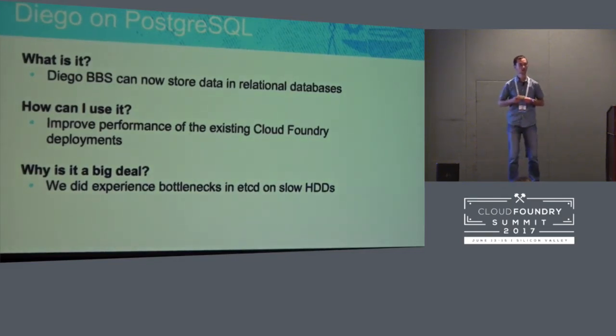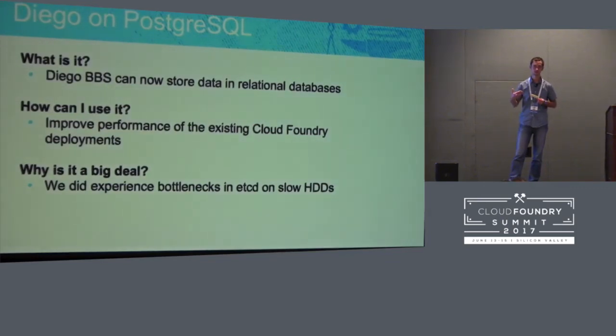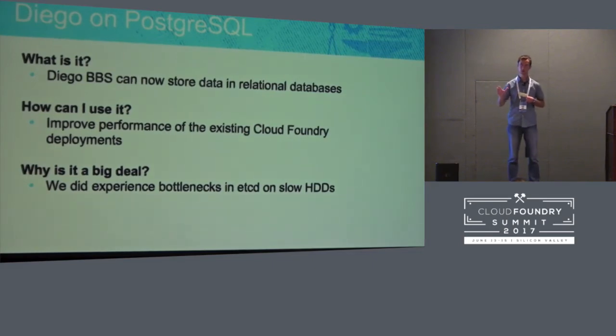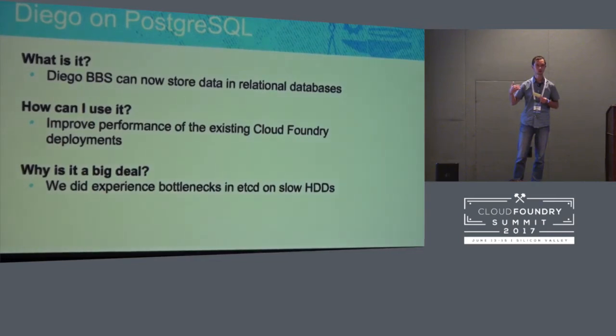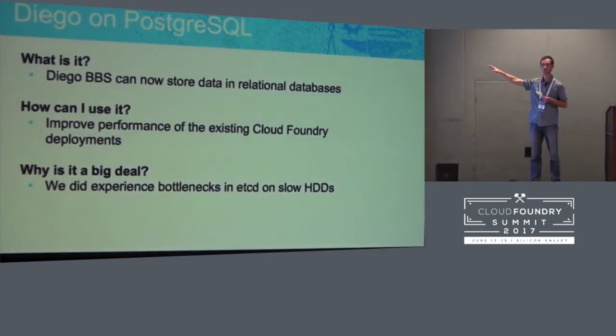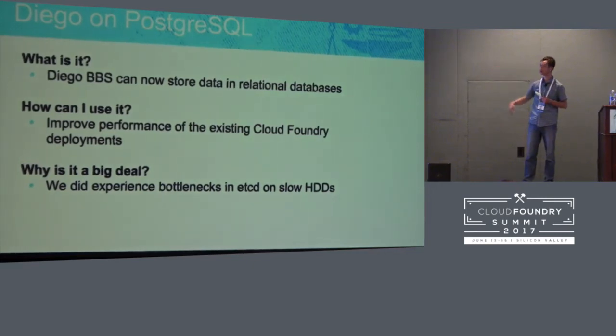We tried to tune etcd to be faster, but it turns out that the possible solution was just to replace HDDs with SSDs. It doesn't suit us. We did a hack: we created a RAM disk and made etcd write to this RAM disk instead of the actual hard disk to get around this problem. But it was a nasty hack, and I didn't like it. Sometime later, Diego was able to store its data on relational databases like Postgres and MySQL, and we moved to Postgres, and now we no longer have this problem.